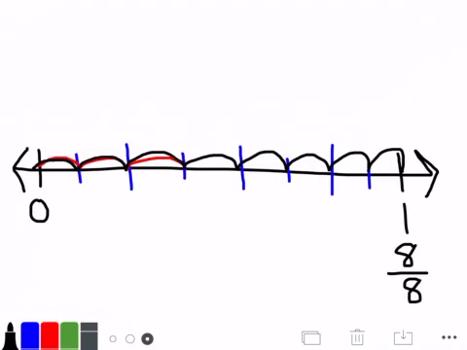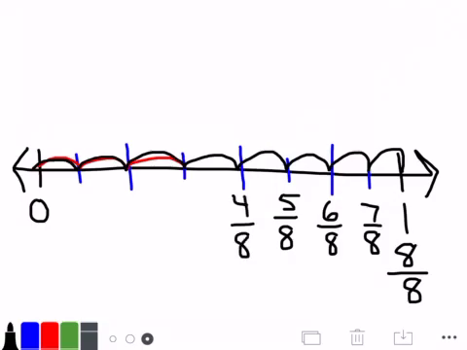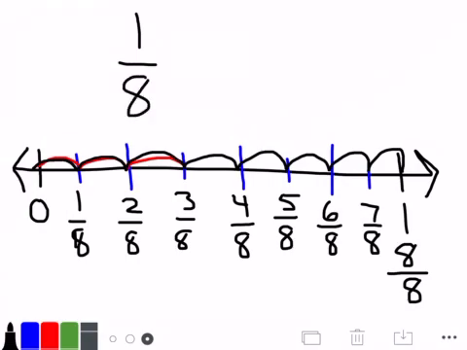Well, if that's 8/8, that means this interval would be 7/8, 6/8, 5/8. You probably know what one is next: 1/2 or 4/8. We said 4/8 would be equal to 1/2. Then we go to 3/8, 2/8, and finally 1/8. So in this case, I have 8 intervals, and I'm splitting my line up into what we'll call 8ths.